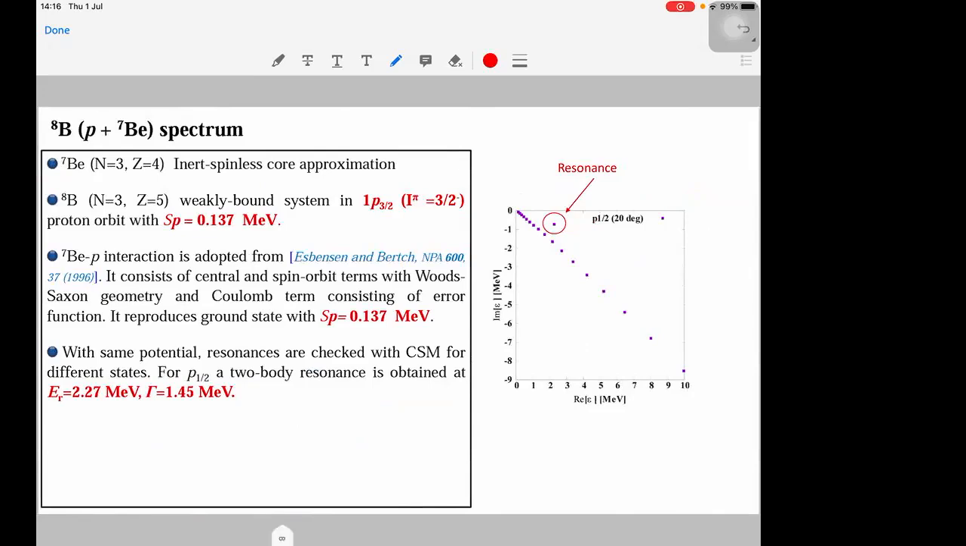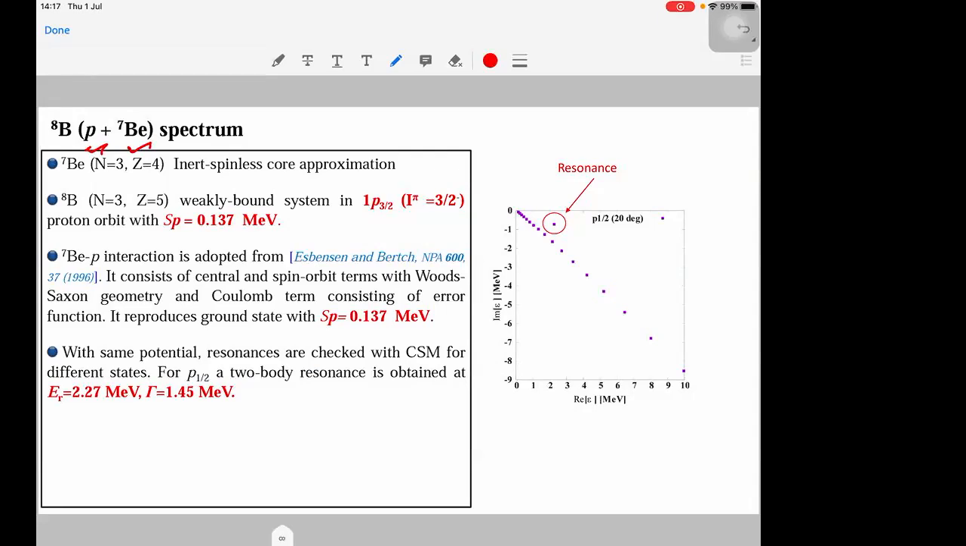When we study a 3-body system, the spectrum of the 2-body subsystem plays an important role. So for 9carbon, the 2-body subsystem is 8boron, which consists of a proton and a 7beryllium core.